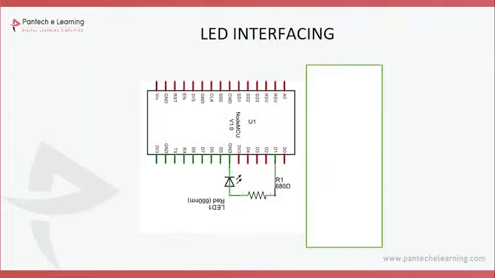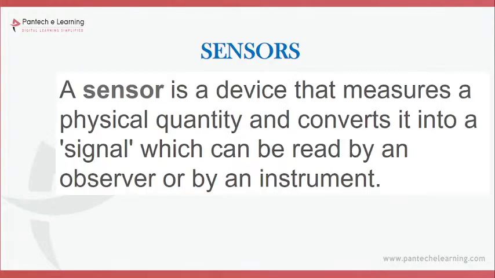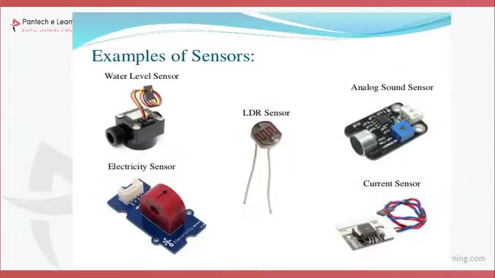This is about simple connections of an LED. You already have an idea of sensors, right? A sensor is a device that measures a physical quantity and converts it into an electrical signal, which can be easily read by an observer or any microcontroller. These are examples of sensors: water level sensor, LDR sensor, analog sound sensor, and current sensor. These are different types of sensors.